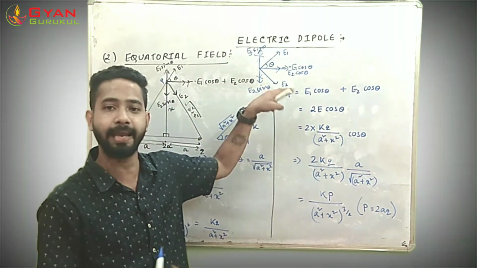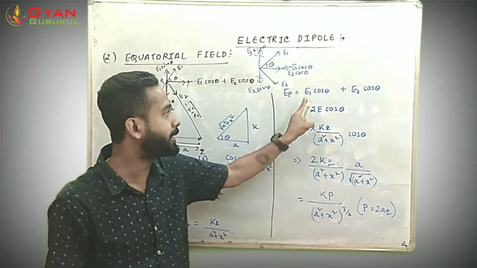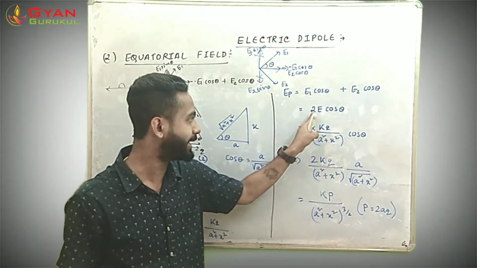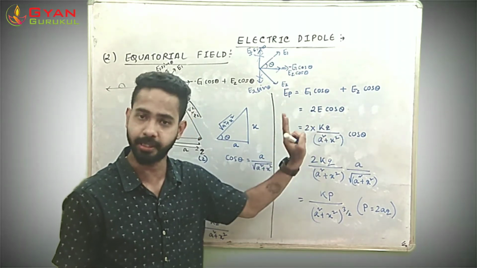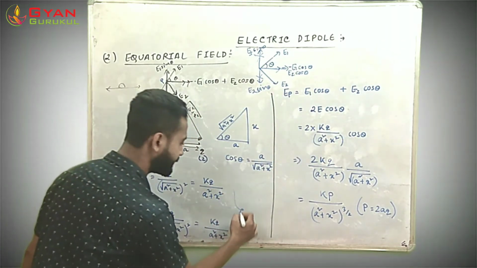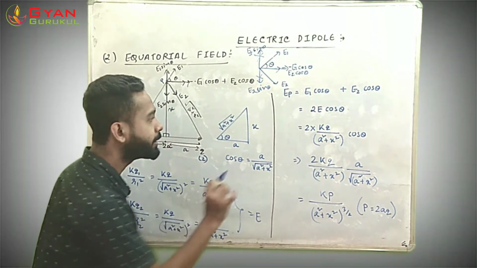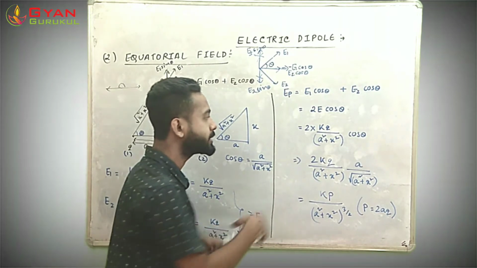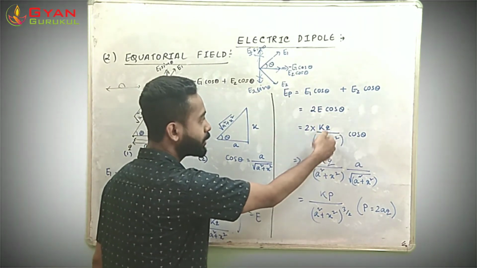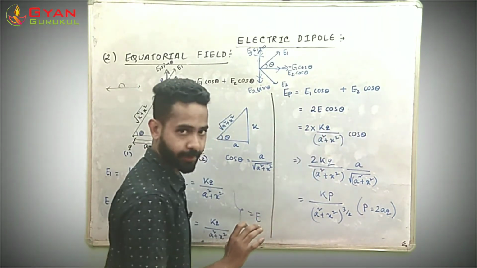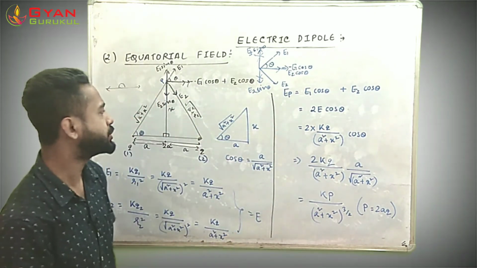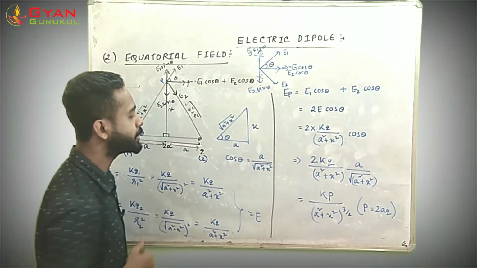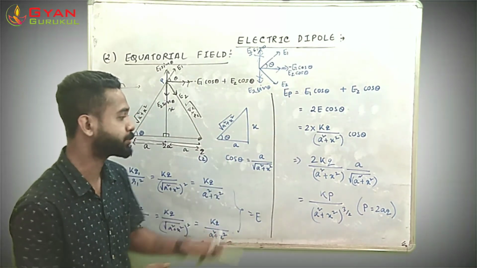So E net, which is the equatorial field finally, that is EP, will be given by E1 cos theta plus E2 cos theta. Since they are the same in magnitude, I have written that as E, so I can write it as twice E cos theta. If you substitute the values from the formula, you get 2kq by a square plus x square, times cos theta. If you apply the trigonometric ratio in this triangle, cos theta, that is base by hypotenuse, is a by under root x square plus a square.